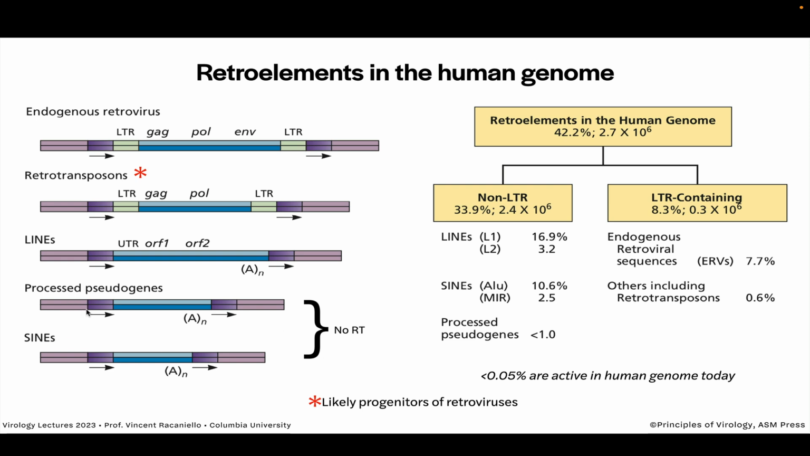We have what are called processed pseudogenes, which have duplicated host DNA. These are essentially just DNA copies of mRNAs that have been captured by reverse transcriptase from maybe a LINE or a retrotransposon, so a reverse transcriptase provided by a different element. And then SINEs, small interspersed nuclear elements, again an open reading frame with no RT, duplicated host sequence, probably move around the genome by RT from another element.